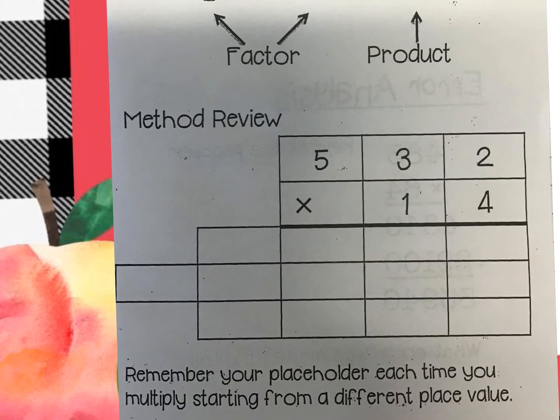Okay, so I have 532 times 14. So I'm going to start in my ones place. I'm going to take that 4. I'm going to multiply it times 2. So what is 4 times 2? 8. So that goes right here.